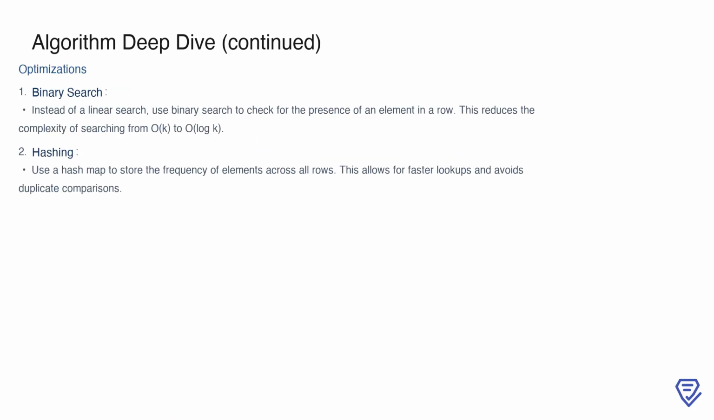To improve the brute force approach, we can explore optimizations. One option is to replace the linear search with binary search. Since the rows are sorted, binary search reduces the time to check for an element's presence in a row from O(k) to O(log k). This change can significantly lower the overall complexity. Another optimization involves using hashing. By storing the frequency of elements across all rows in a hash map, we can quickly identify common elements without repeatedly scanning through rows. This method avoids duplicate comparisons and makes the algorithm more efficient, especially for larger matrices.